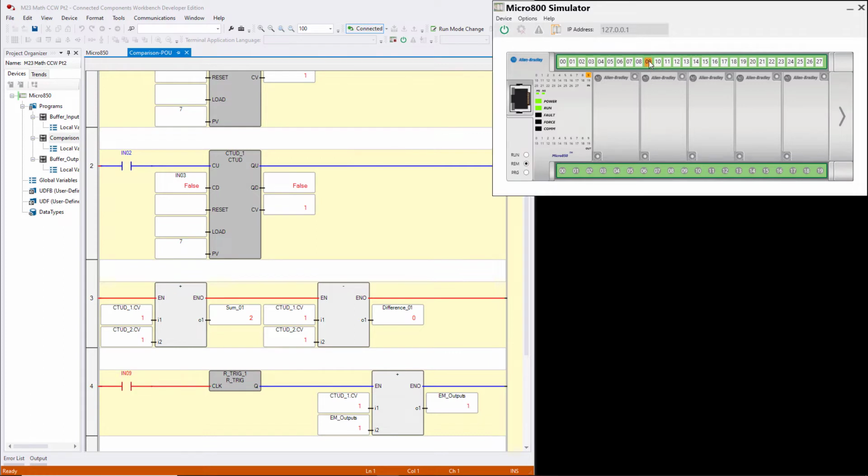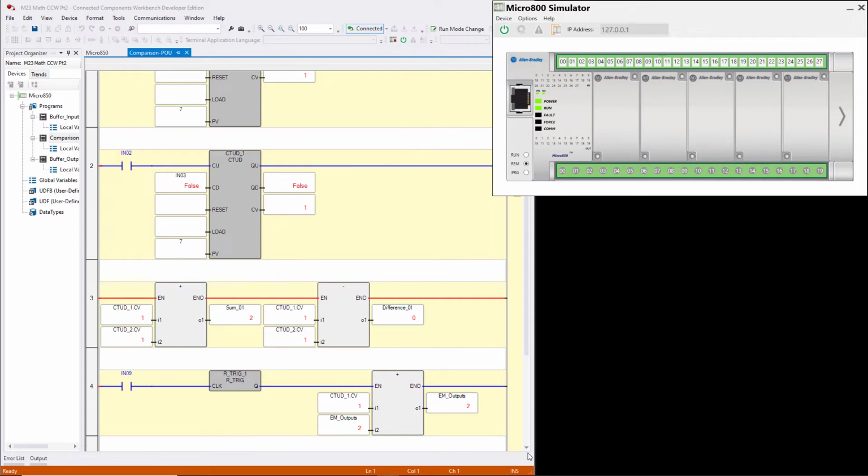You notice it goes true, but you don't see the output Q from the rising edge trigger necessarily changing state. But you do see that EM_embedded_outputs is now 1. We're still executing, still running thousands of scans per second, but the value only incremented once on the rising edge from input 9. Turn input 9 off, turn it back on again, it increments to 2. Turn it off. What you don't see is any change in the state of the output of the rising edge trigger.